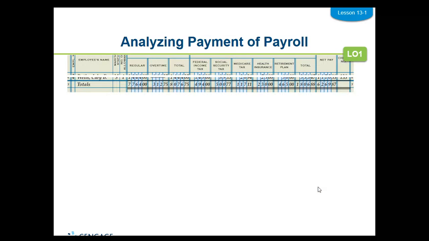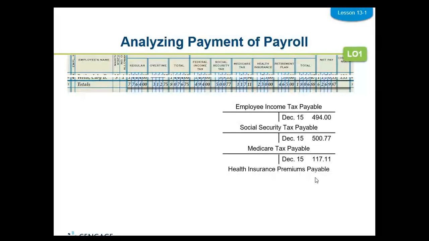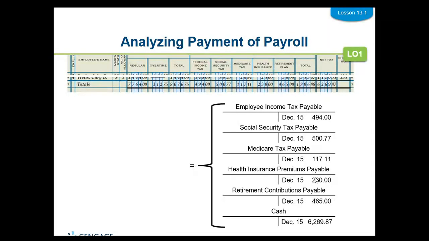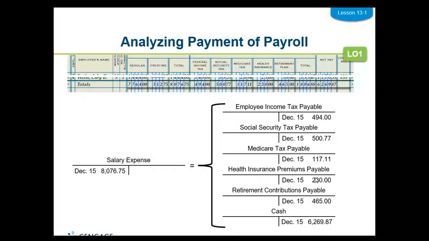So when we analyze this and look at making this payment, because you've got to pay your employees and you've held out all these taxes and everything. So where do they go from here? So when we do this transaction, you're going to have a debit to salary expense, and then you're going to have a credit to all of these payables. So if we look at our deduction columns right here, we have federal income tax.